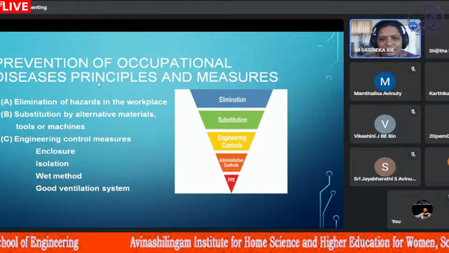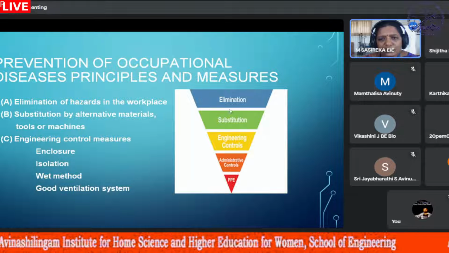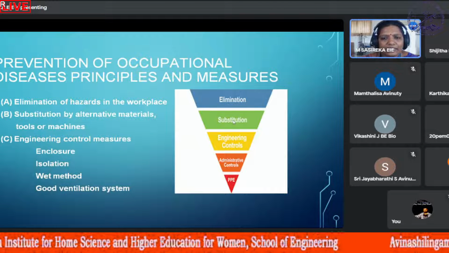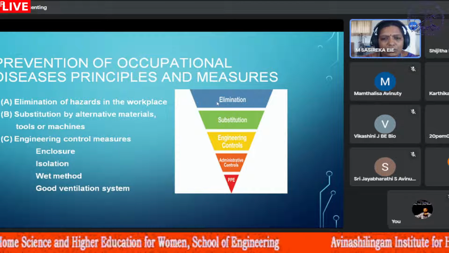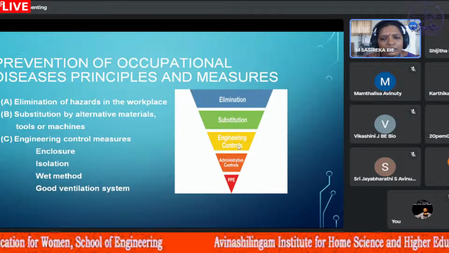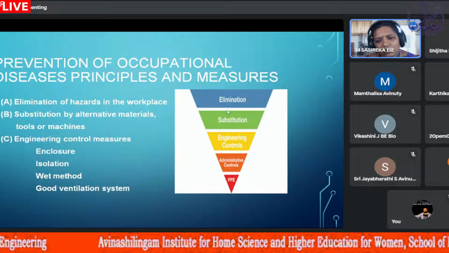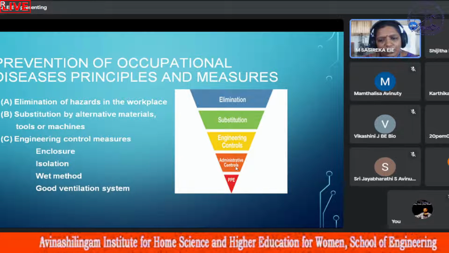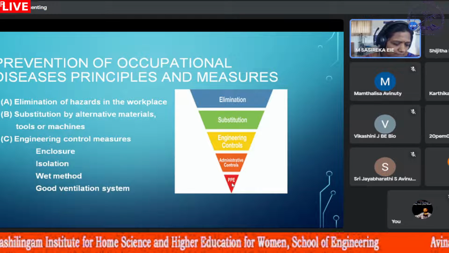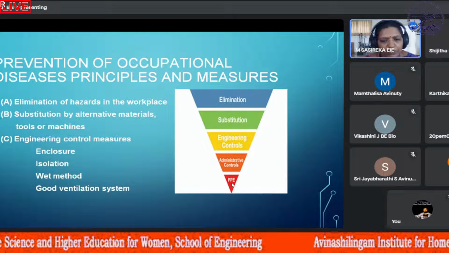occupational diseases. So here I have shown a triangle. The first one is elimination. Next, this plays a major role, is substitution, and then engineering controls, and a little lesser than all these is administrative controls, and the last one is PPE. PPE is personal protective equipment.